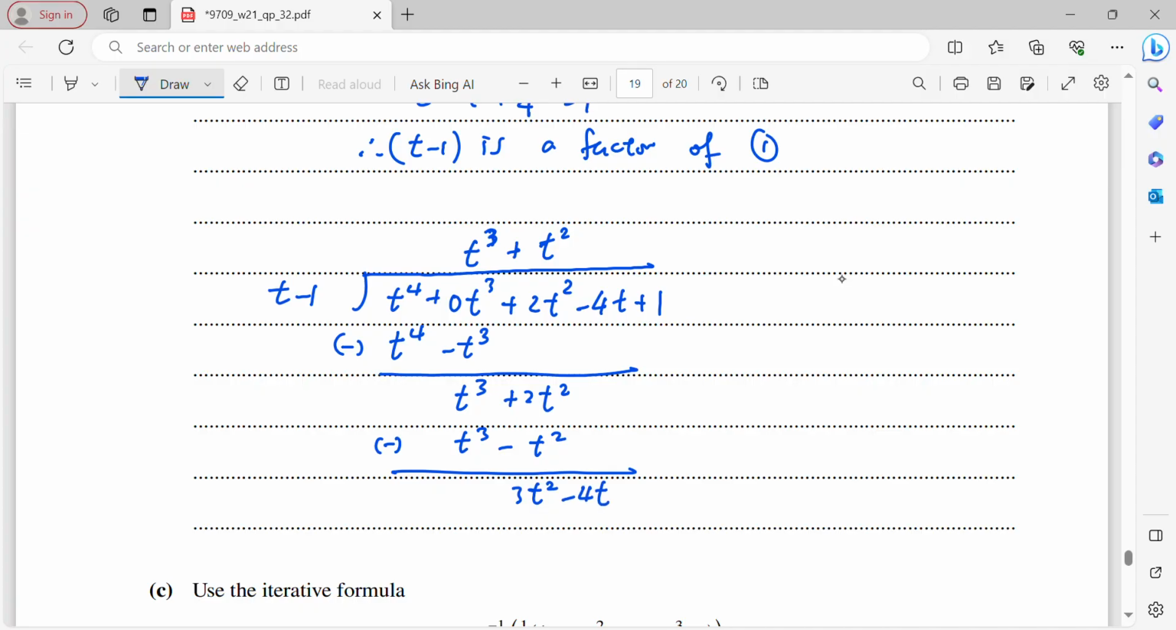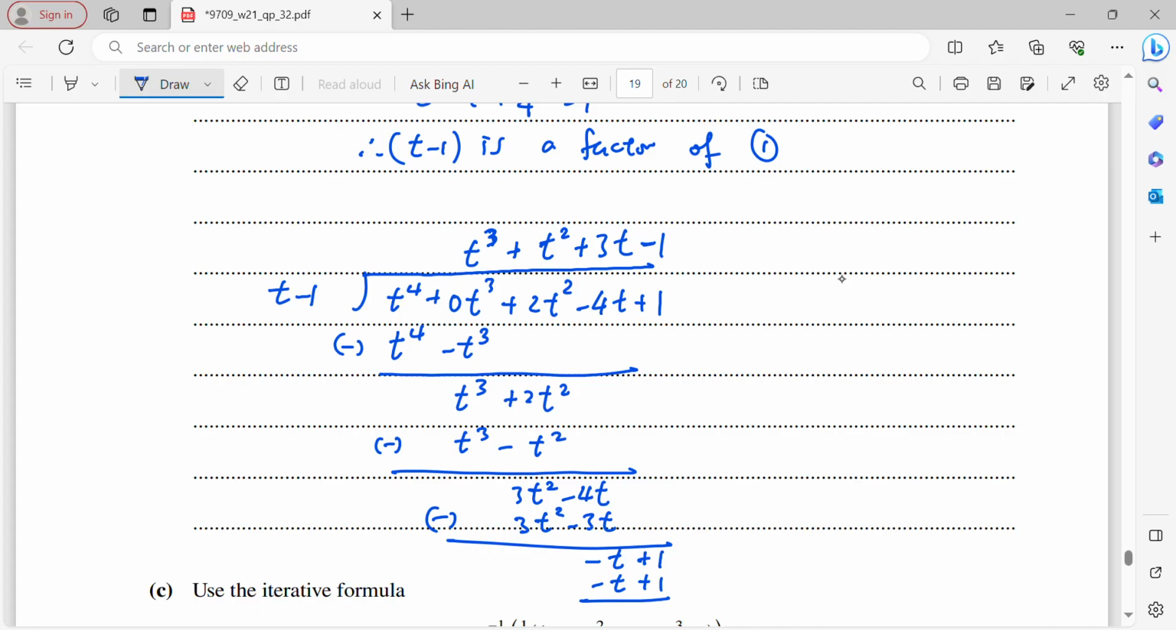So in order to get 3t squared from t, we need to multiply with plus 3t. Then you will be getting 3t squared and then minus 3t. Okay, and again minus 4t minus 3t means you are getting minus t. Then bring down the plus 1 and multiply by minus 1, then we will be getting minus t plus 1.